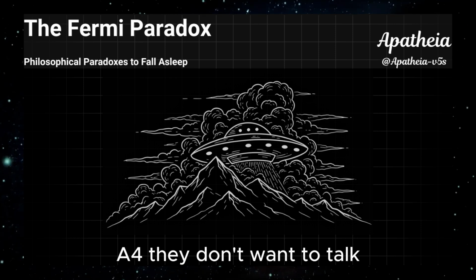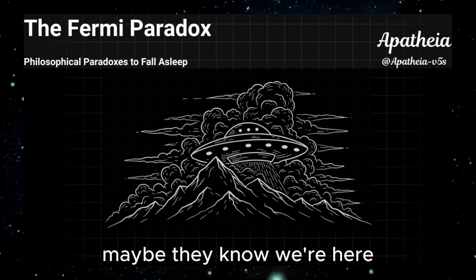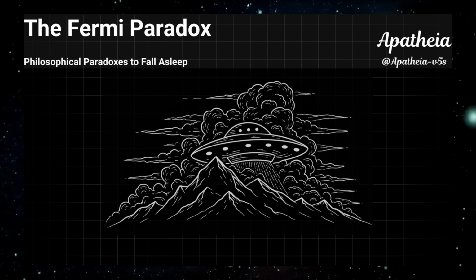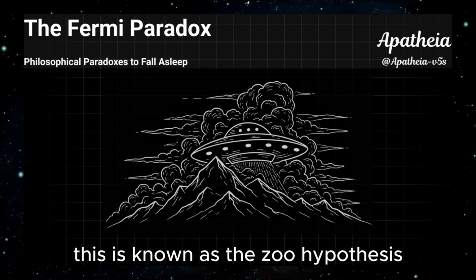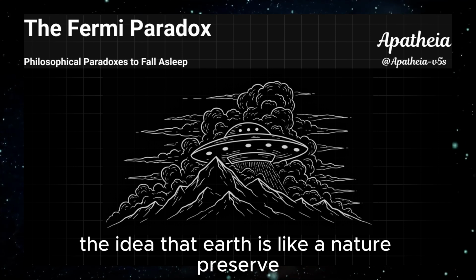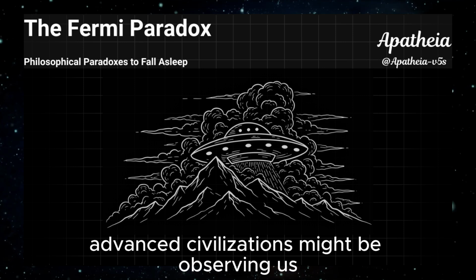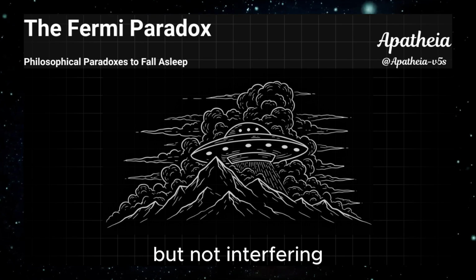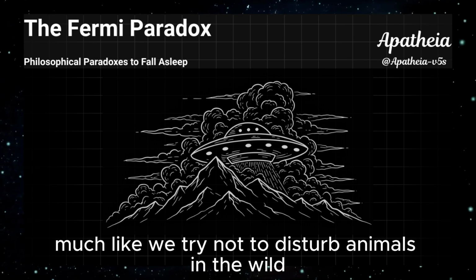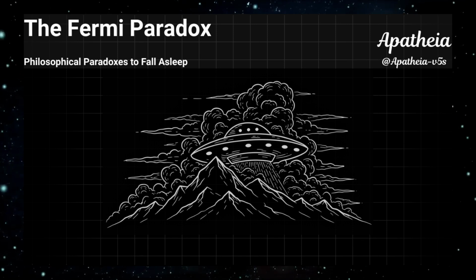4. They don't want to talk. Maybe they know we're here, but they're choosing to stay silent. This is known as the zoo hypothesis, the idea that Earth is like a nature preserve or a science experiment. Advanced civilizations might be observing us, but not interfering, much like we try not to disturb animals in the wild.